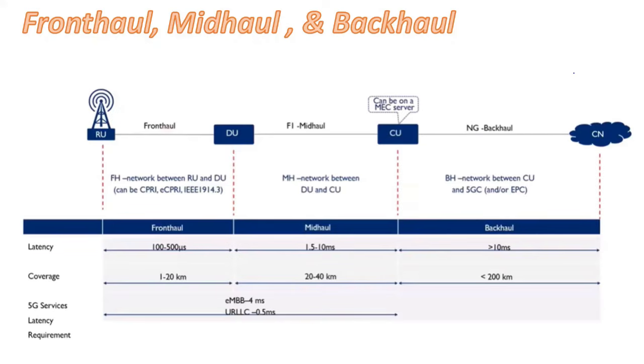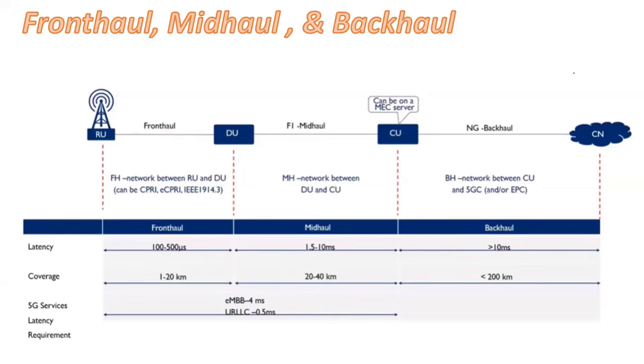So between the RU and DU is called fronthaul. Between the DU and CU is called midhaul, and between the CU and core network, that is called backhaul, right? So you can see here, these are the latency requirements for each interconnection. What is the maximum latency and what is the maximum distance allowed?